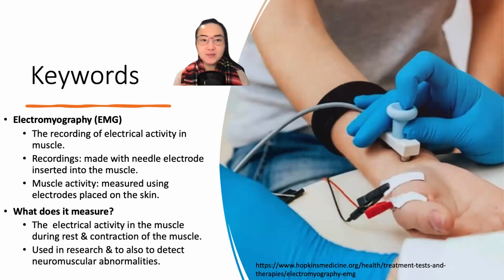Electromyography, or EMG. Electromyography is the recording of electrical activity in muscle. Recordings are made with a needle electrode inserted into the muscle, or muscle activity is measured using electrodes placed on the skin. What does it measure? The electrical activity in the muscle during rest and contraction of the muscle. Used in research and also to detect neuromuscular abnormalities.